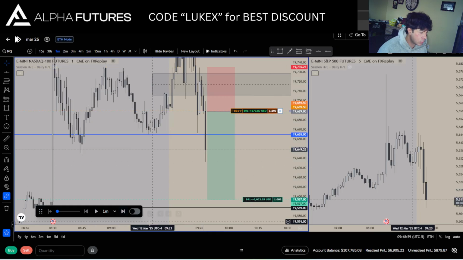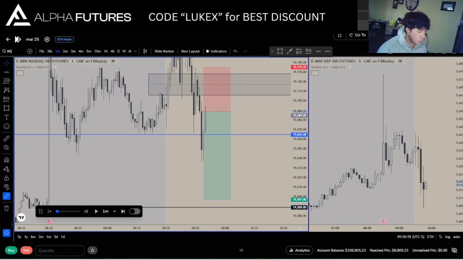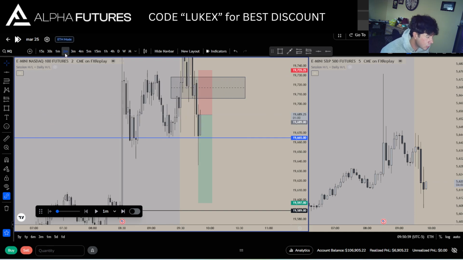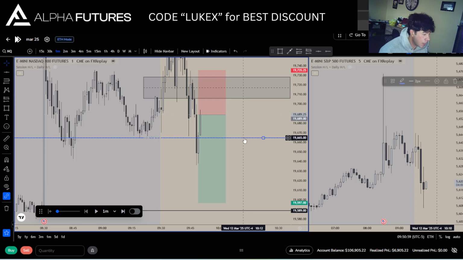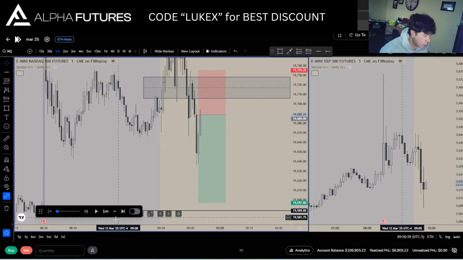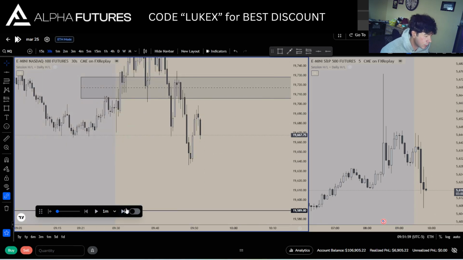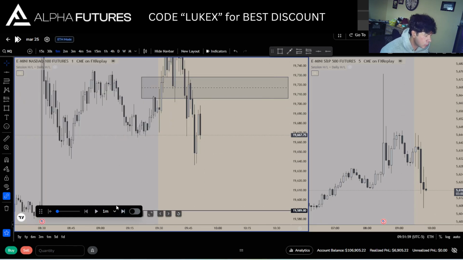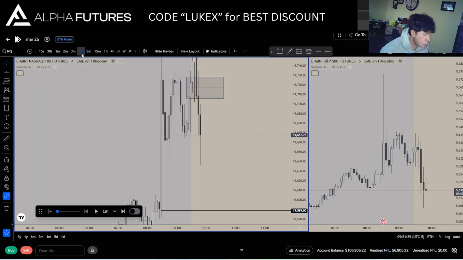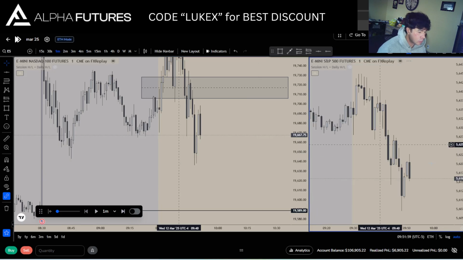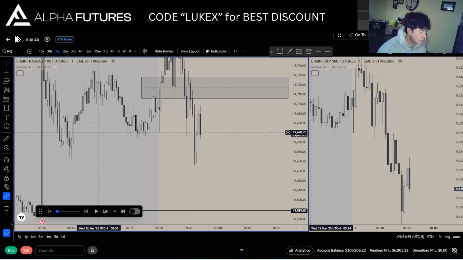Perfect flush. Hopefully it keeps going. Oh my god. Alright, I might look for a re-entry though, because I still think we come down to those data lows. Let's see if we can get one more candle closure. Minute, 2-minute. Do we get an SMT? No SMT.